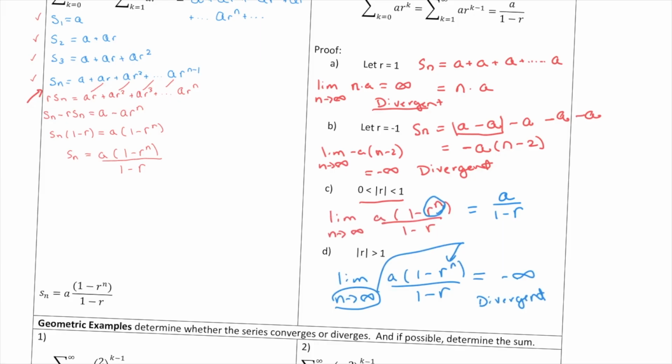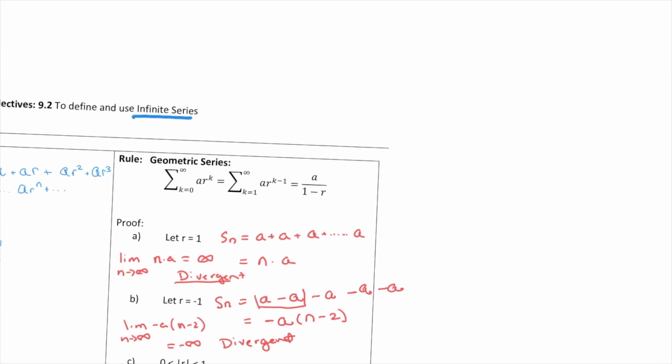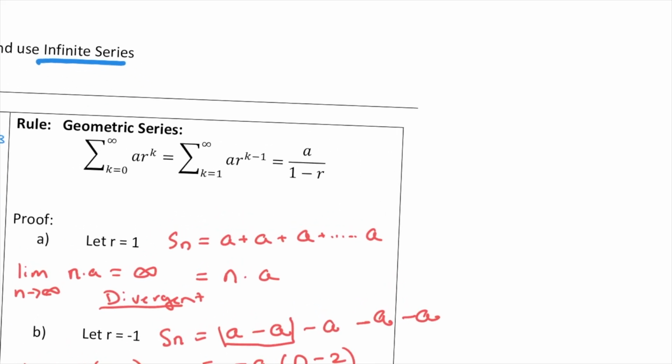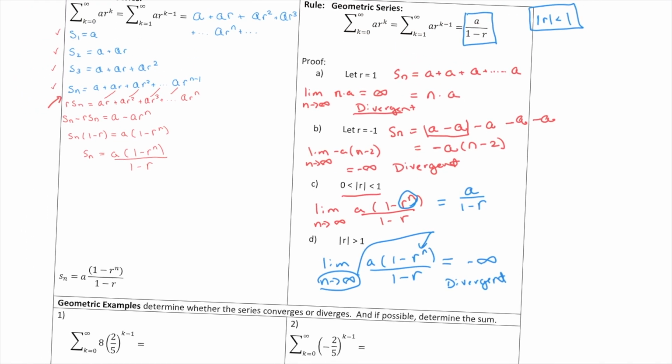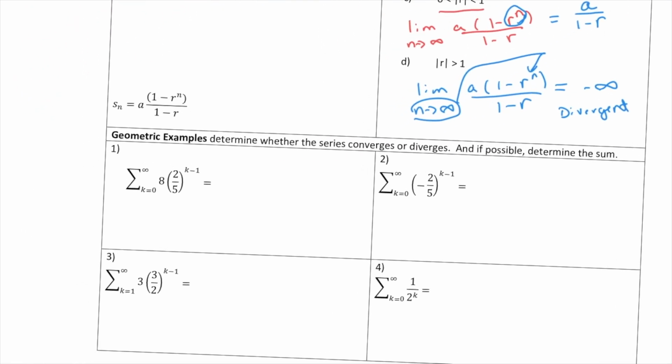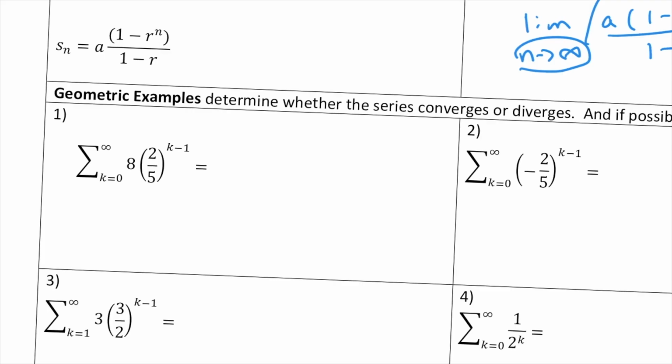All right, so now we put it all together. We have the series from k equals 0 to infinity equal to a divided by 1 minus r, where the absolute value of r is less than 1. If it's any other number that is not less than 1, then you have a divergent series, and it does not converge to a over 1 minus r. So now let's look at a few examples.